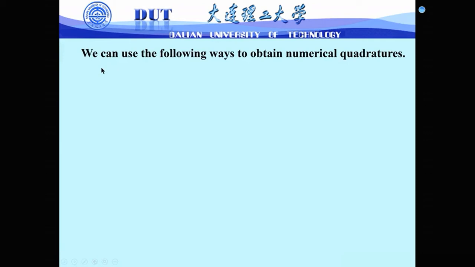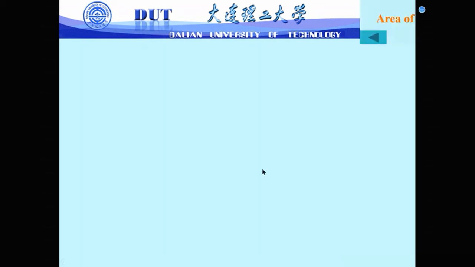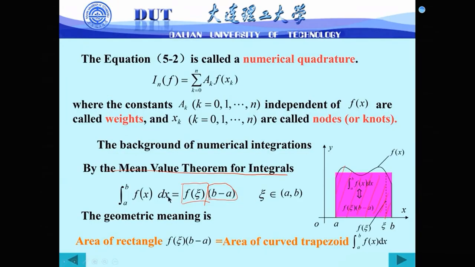Now, we want to use the following ways to obtain numerical quadratures. Here, the equation means the area is exactly equal to the area of the rectangle. So if we can accept some error, then we can choose a simple rectangle and use its area to approximate the integral. So this is the idea.